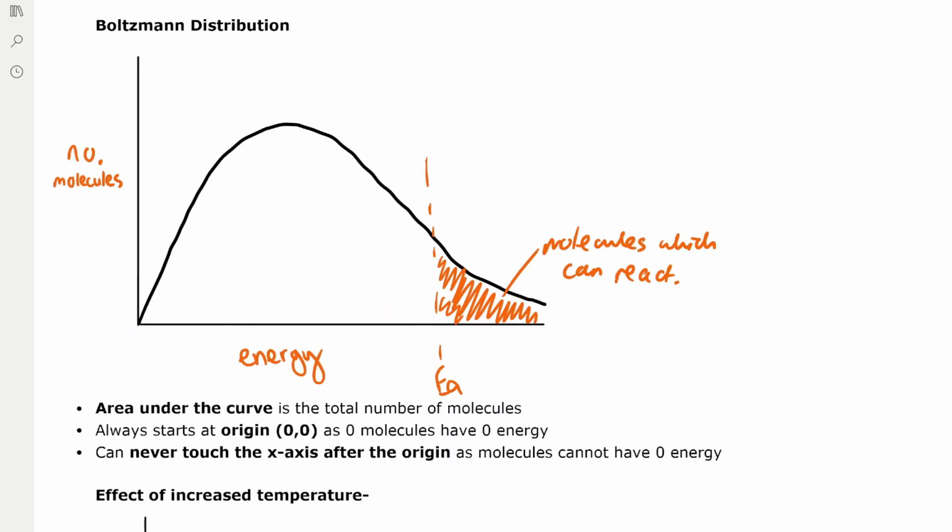So the Boltzmann distribution is a concept that we use to represent the energy of molecules in a reaction system. On the y-axis we have the number of molecules in the system, and on the x-axis we have the energy of the molecules. And you can see that the area under the curve is the total number of molecules. And the area to the right of the line, which is represented as the activation energy, or EA, is the molecules which can react if they collide in the correct orientation. The Boltzmann distribution always starts at the origin, 0, 0, because 0 molecules have 0 energy. And then it can never touch the x-axis after the origin, because the molecules cannot have 0 energy.